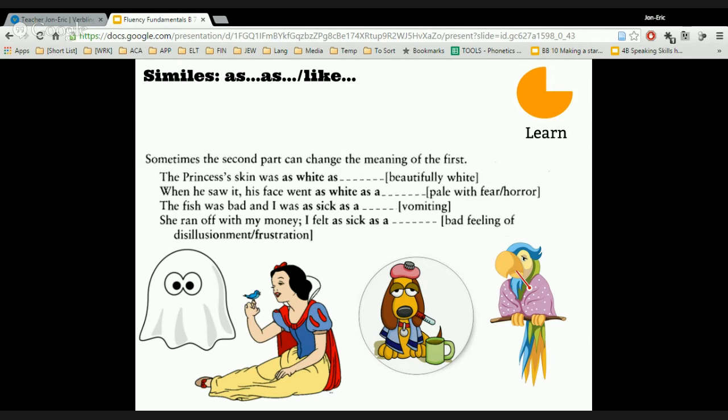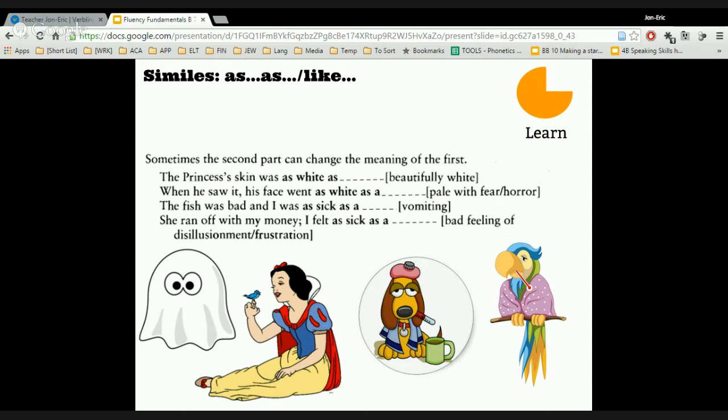When he saw it, his face went as white as a... This means to be pale with fear or horror. In other words, to be very scared. As a ghost. Not as a ghost, but as what your children dress up as. When you were a kid, you had to dress up as a ghost. What did you use to dress up as a ghost? You took something off of the bed, you put it over your head, and you were a ghost. As a sheet. White as a sheet, exactly.